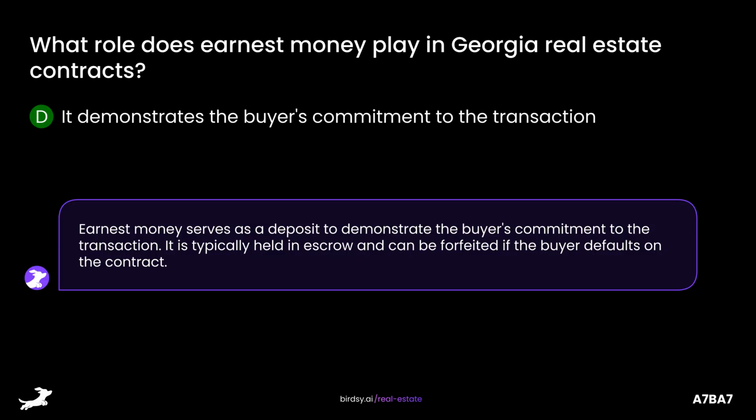Earnest money serves as a deposit to demonstrate the buyer's commitment to the transaction. It is typically held in escrow and can be forfeited if the buyer defaults on the contract.